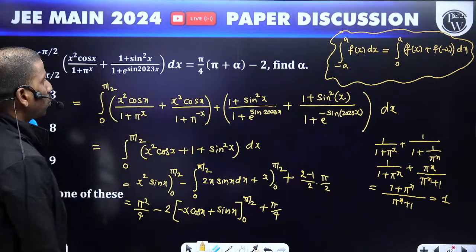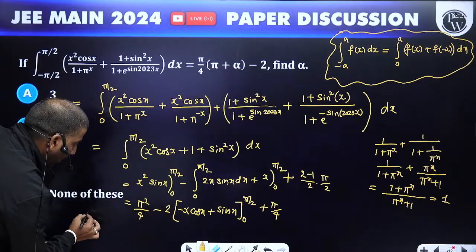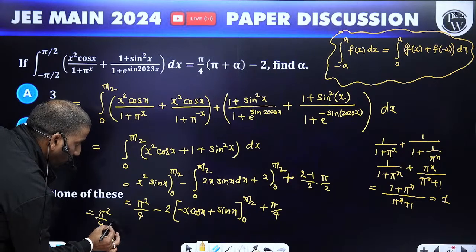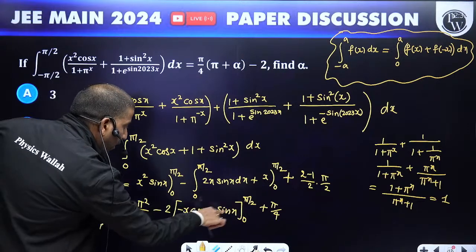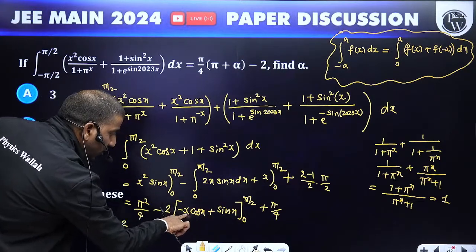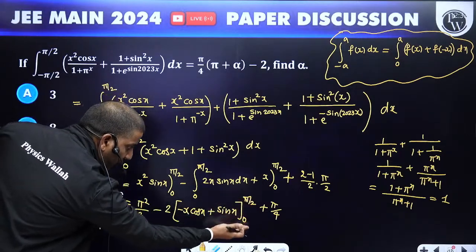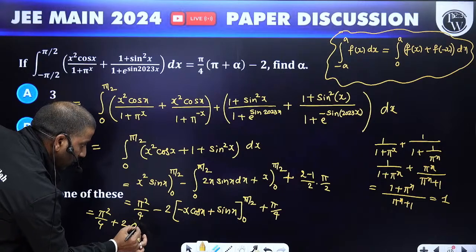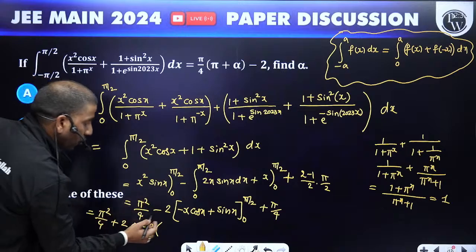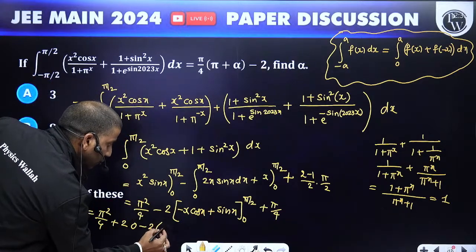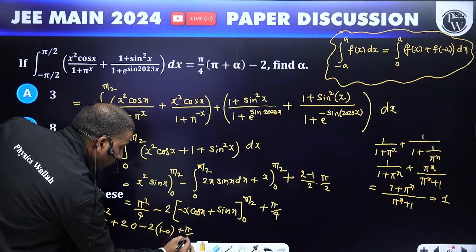Right? So we can again apply: pi square by 4 minus 2 times [2x, with x at pi by 2 ... this is 0. If you apply 0, this is 0. So this term is always 0, whether you apply the upper limit or the lower limit, so you can neglect it] minus 2 times sin x. So sin pi by 2, what do you get? 1. So that is 1 minus 0, plus pi by 4.